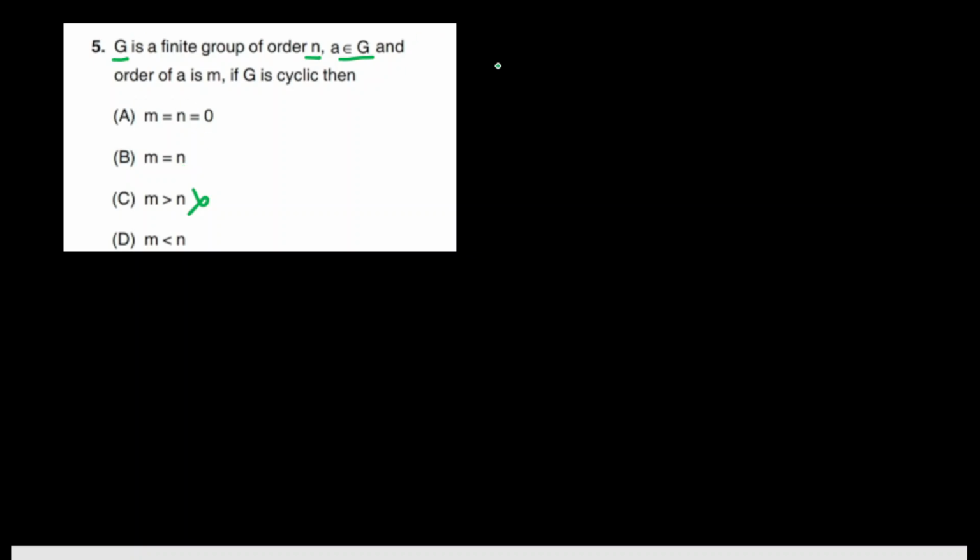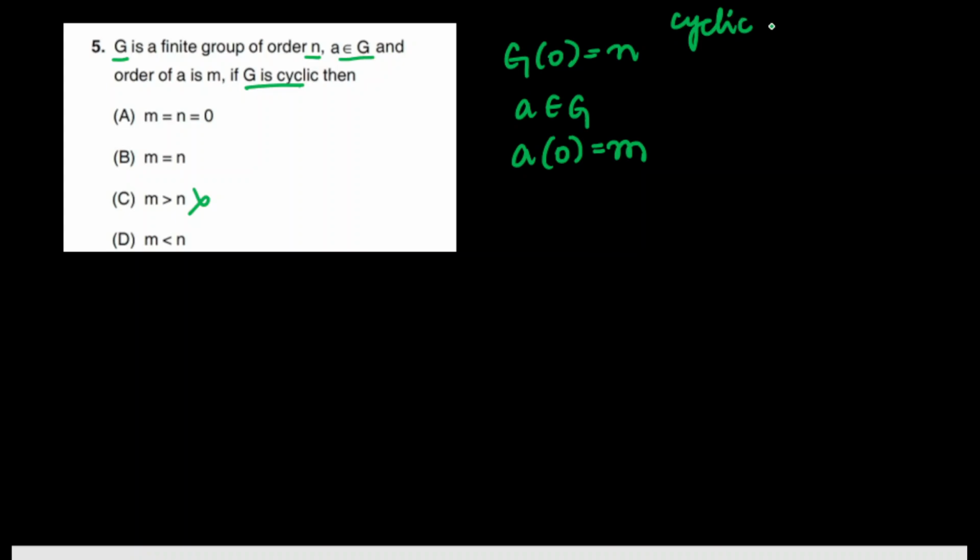Let us analyze this question. So G is a group, and its order is n, and A belongs to G. Any element in G contains the element A, and A's order is M. So order of G is n, order of A is M. Now what they are saying is, if G is cyclic, what does cyclic mean? What is a cyclic group?